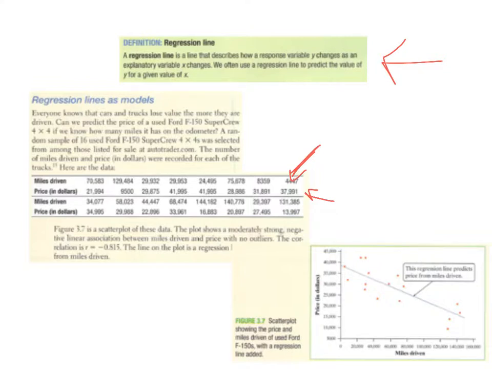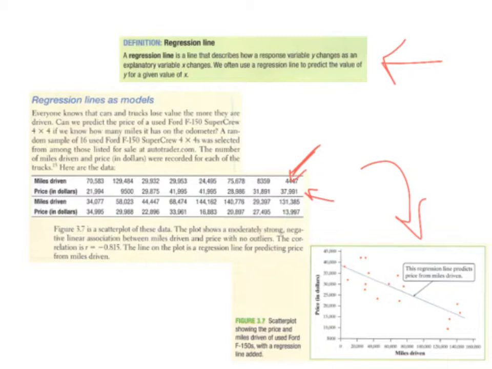Figure 3.7 is a scatter plot of the data, so we've got our scatter plot over here. The plot shows a moderately strong negative linear association between miles driven and price with no outliers. The correlation is r equals negative 0.815, so we've got a negative association here, it's relatively strong. The line on the plot is a regression line for predicting price from miles driven.